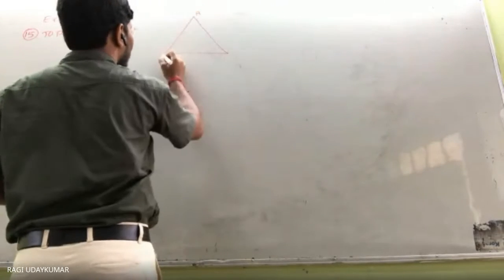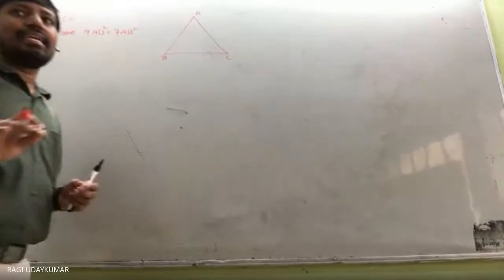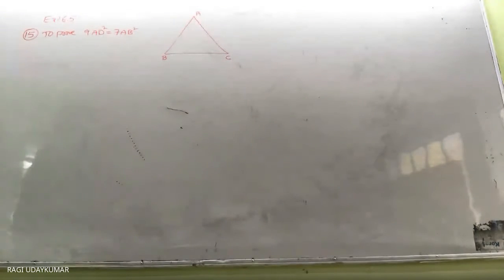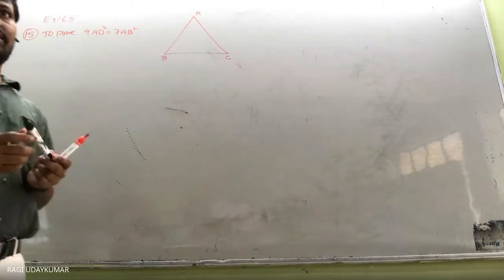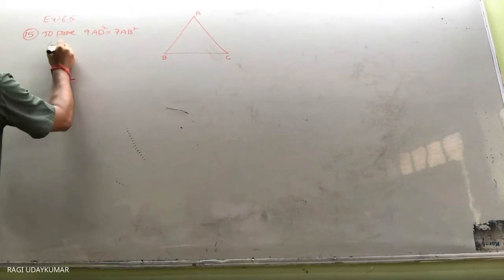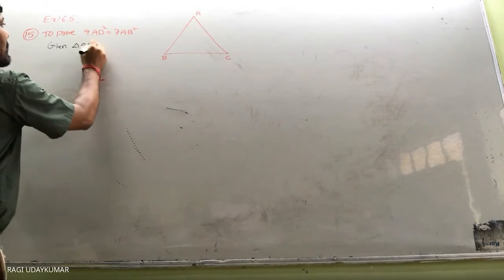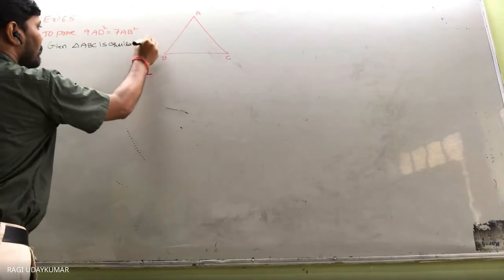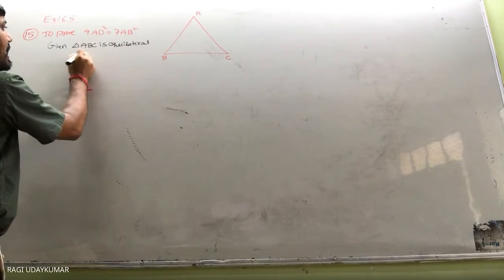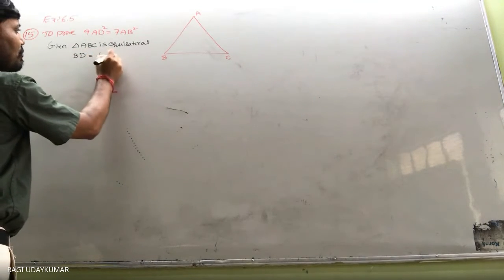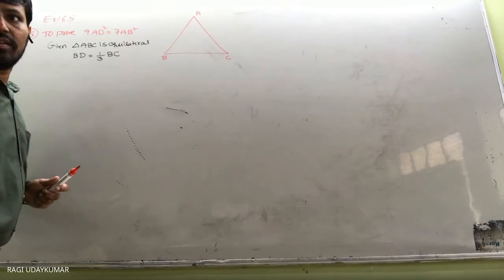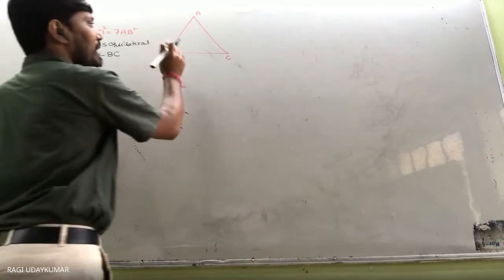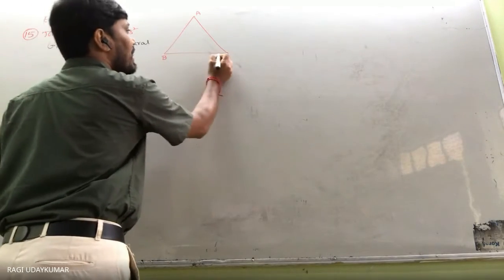And given that in an equilateral triangle ABC, D is a point on BC such that BD is equals to 1 by 3 of BC. Given triangle ABC is equilateral and BD is equals to 1 by 3 of BC. So BD is equal to 1 by 3 of BC. So D will be a point where it will be near to B or near to C.